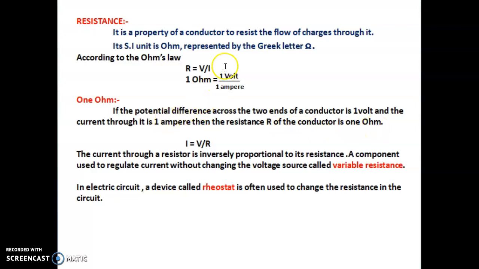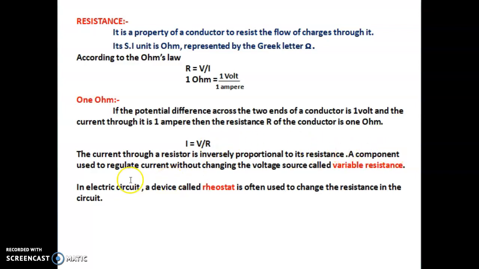These equations can be changed into I is equal to V upon R. So the current through the resistor is inversely proportional to the resistance. If I is increased, the resistance R will be decreased because this is an inversely proportional relation.